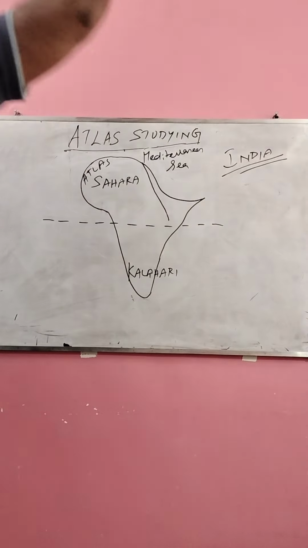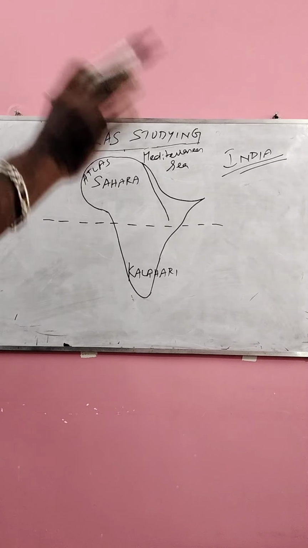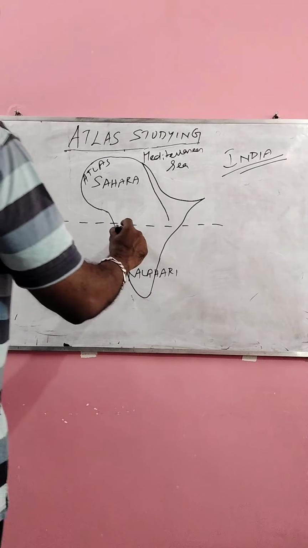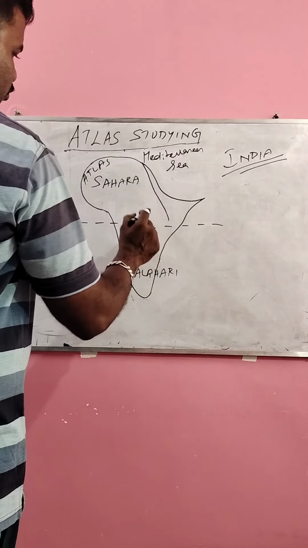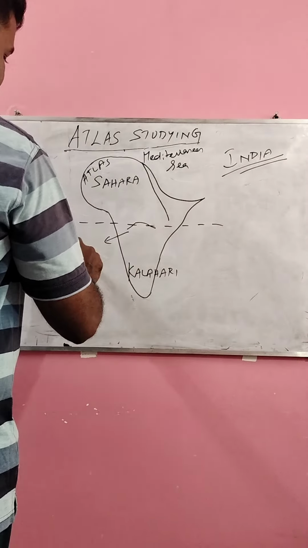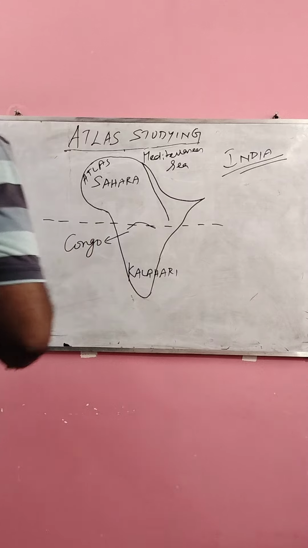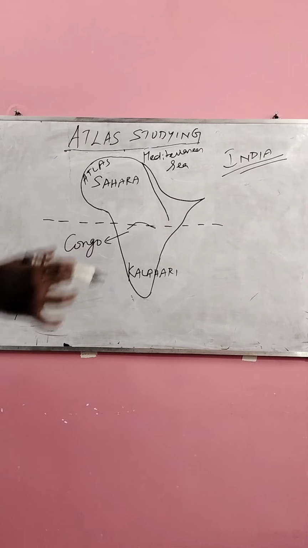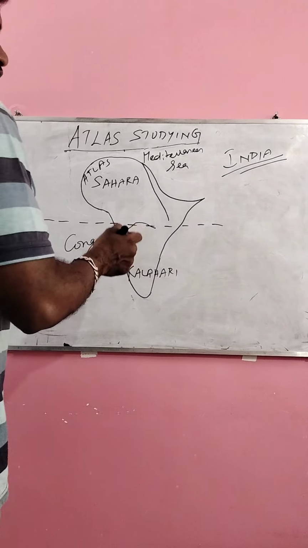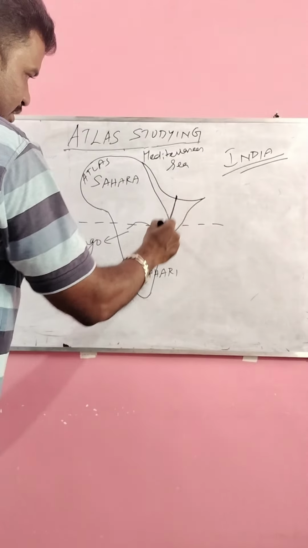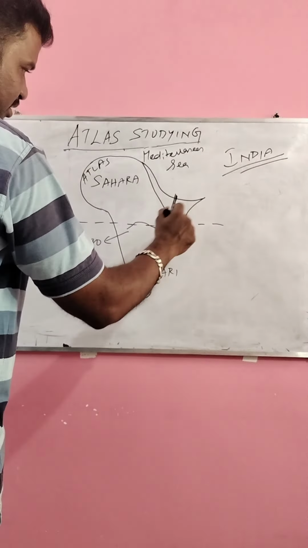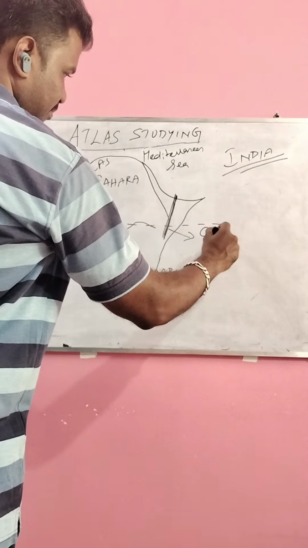You try to mark the important features as much as possible. The Congo River flows in the middle of Africa. The important tectonic feature, the Great Rift Valley, is present in the eastern part of Africa.